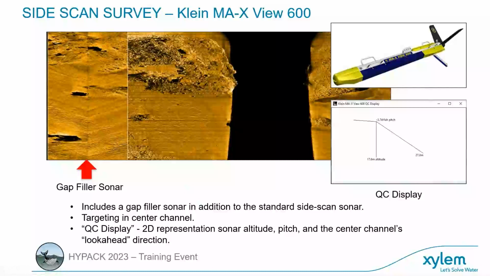And then another one that the programmer's been working on is with Klein, and Klein now has this MaxView 600, which does some forward-facing, like a gap filler. So now we can bring that in and fill in your water column, basically where the water column would be is now filled in with some forward-facing sonar. And you could also target on any of those anomalies that you might see in that gap filler window, which is nice. It'll mark a standard target and display in all the windows. In addition to this little QC display here, very simplistic, but it gives you the sonar altitude, the pitch, and the look-ahead direction.